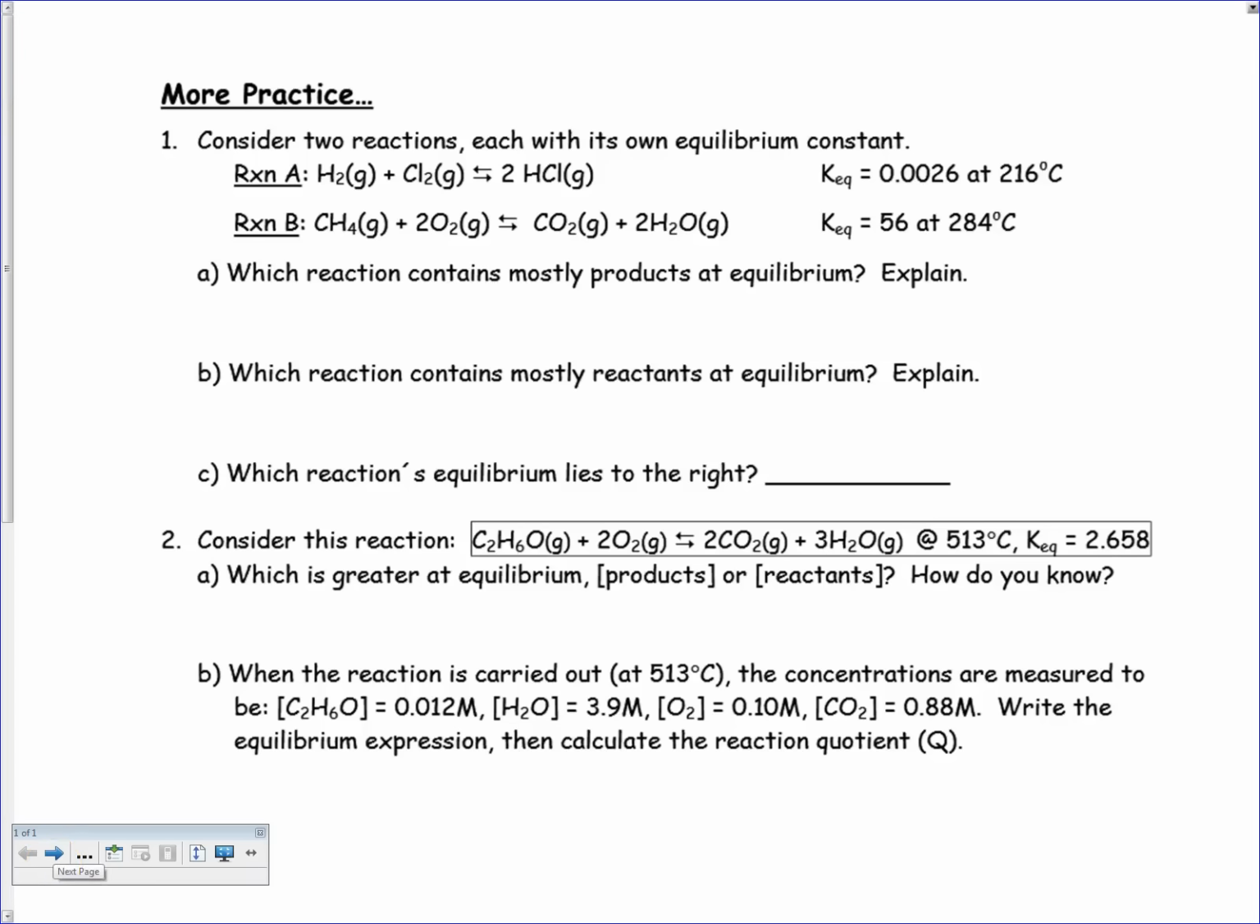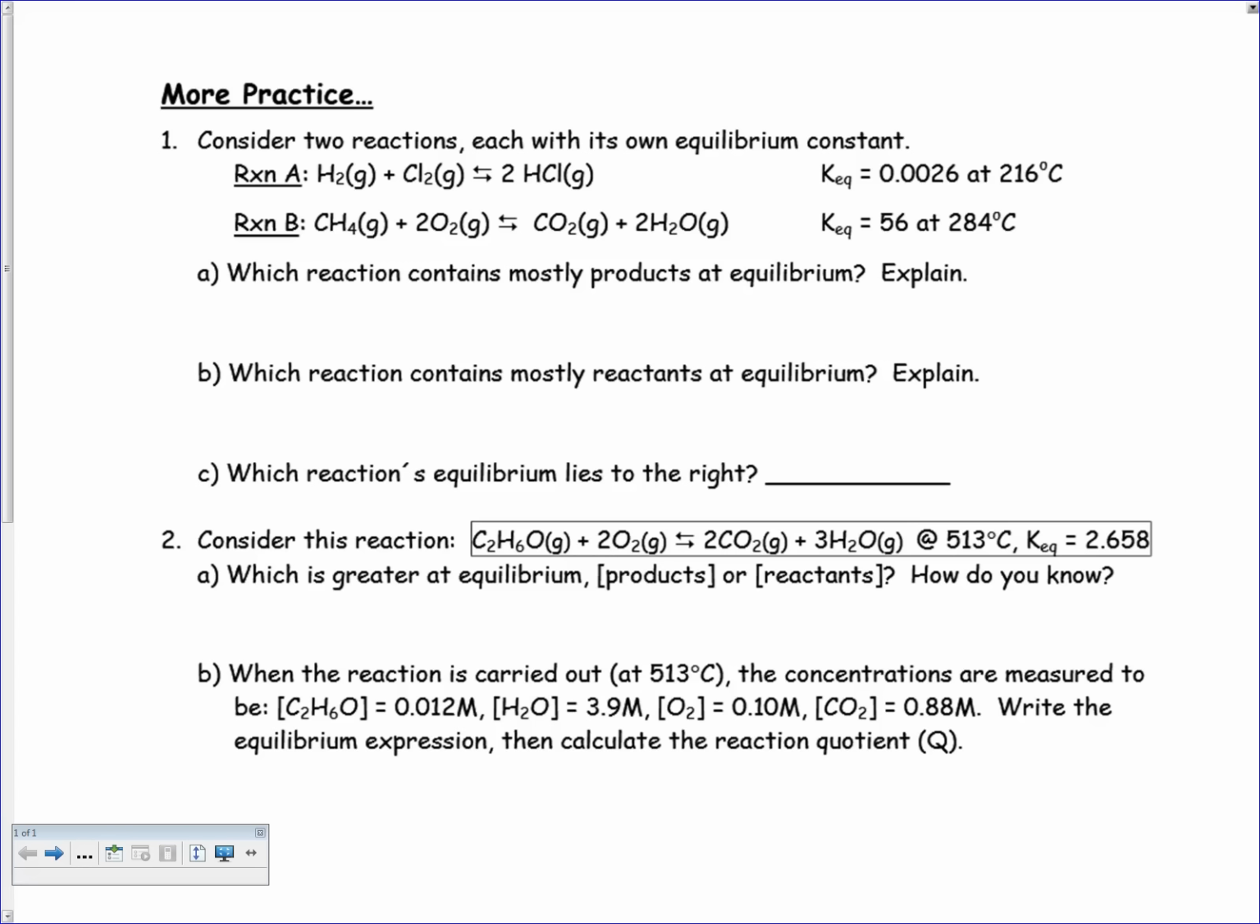This is the worksheet on the back of the reaction quotient notes. It starts off just reviewing Keq and what that means, and this is to help you see the difference between Keq and Q. So it says here, which reaction contains mostly products at equilibrium, and explain.